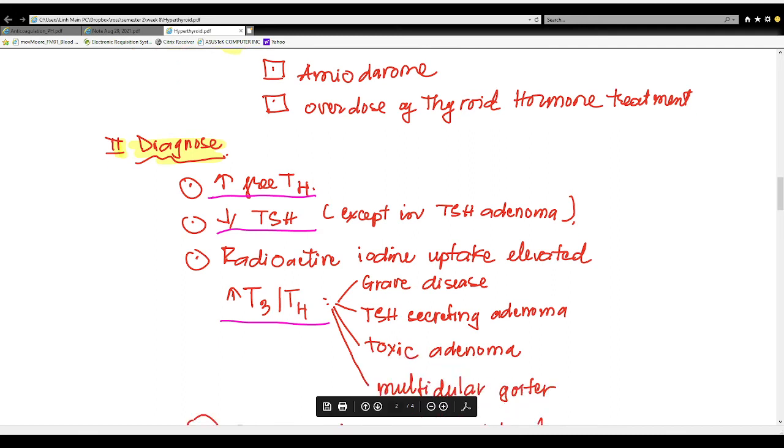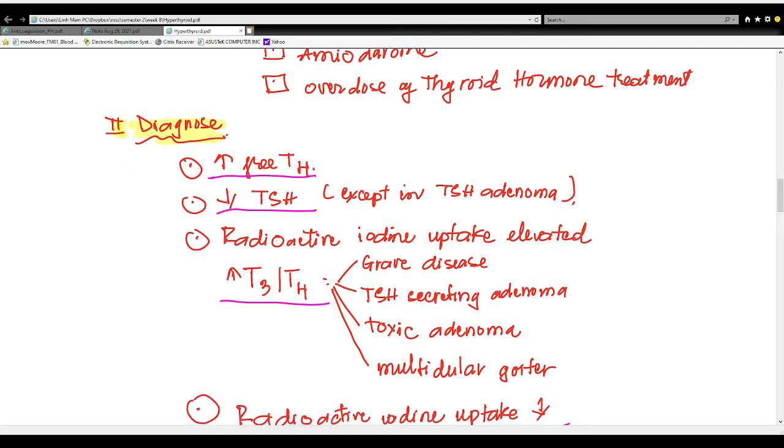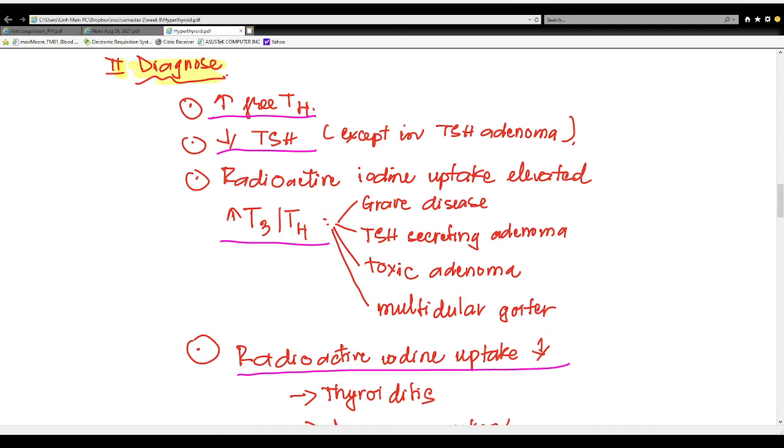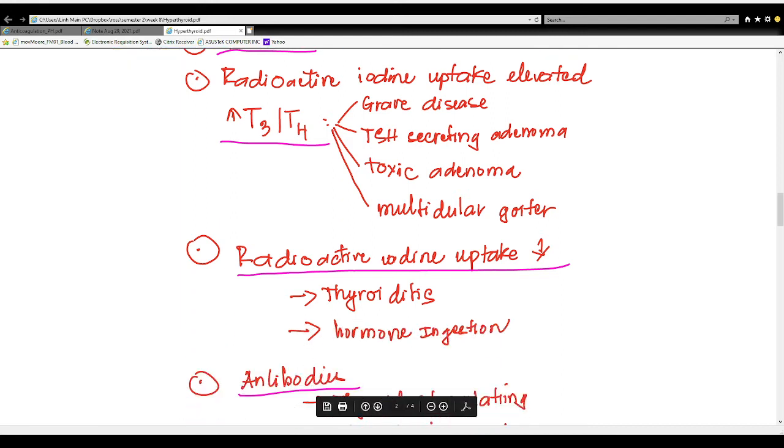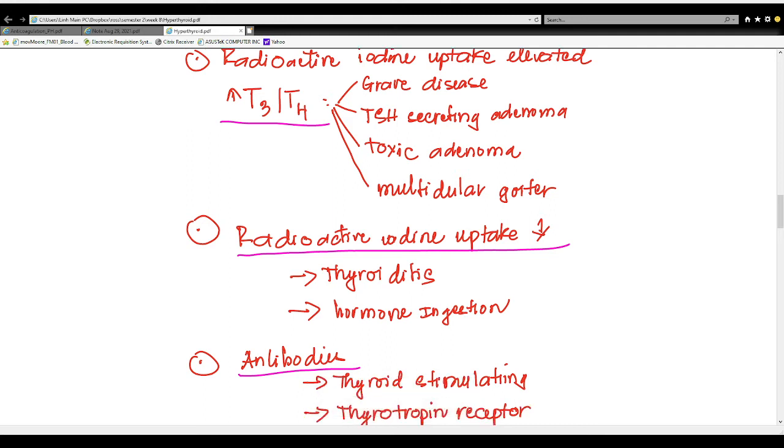It is diagnosed by T4, free T4. In this case, T4 will be increased, and TSH decreased, except in TSH adenoma. In case radioactive iodide uptake is elevated, we also usually have increased T3 and T4. That is the case of Graves' disease, or TSH secreting adenoma, or toxic adenoma, or multinodular goiter. If radioactive iodide uptake decreases, we have thyroiditis or hormone ingestion.